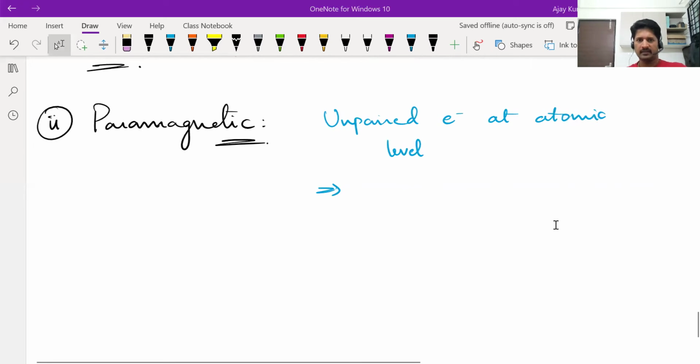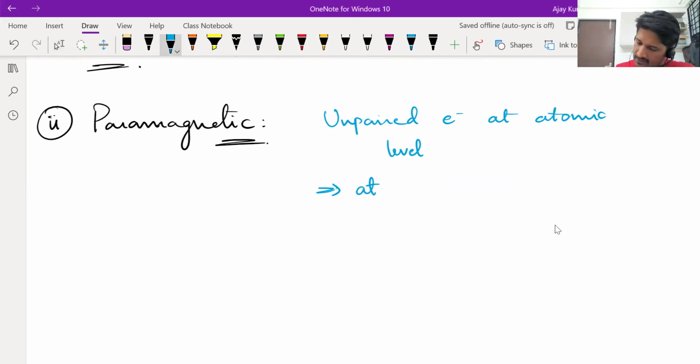It does. See, every electron produces its magnetic field, and all the magnetic fields produced by electrons are not getting cancelled. That is what having unpaired electrons means. Okay, so unpaired electrons are present at the atomic level. That means atoms behave as magnetic dipoles.